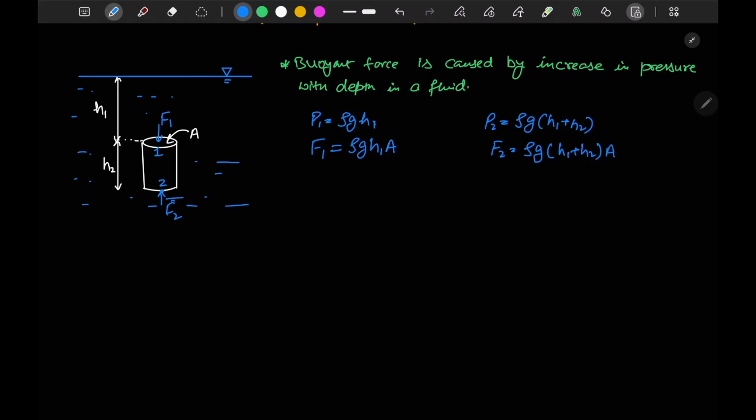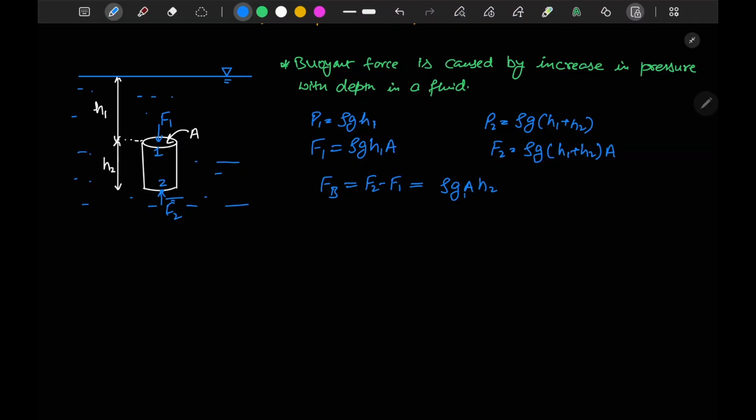Now we know that due to the difference in these two forces we will have a buoyant force. So I can say that F buoyant will be equal to F2 minus F1. F2 value is greater than that of F1 value, so this net upward force will be your buoyant force. If you substitute the values here, this will become rho g, and taking common, h1 plus h2 minus h1 will become h2.